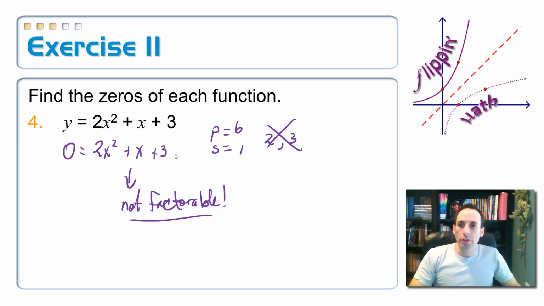Okay, so that's it on this video. I'm going to have some more application videos or exercises in the next video. Solving quadratics. It'll be fun.